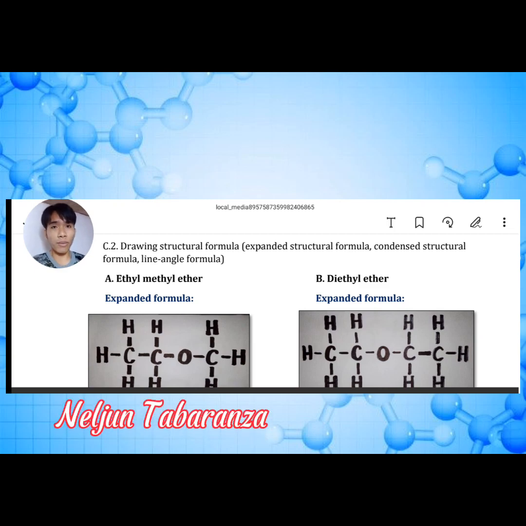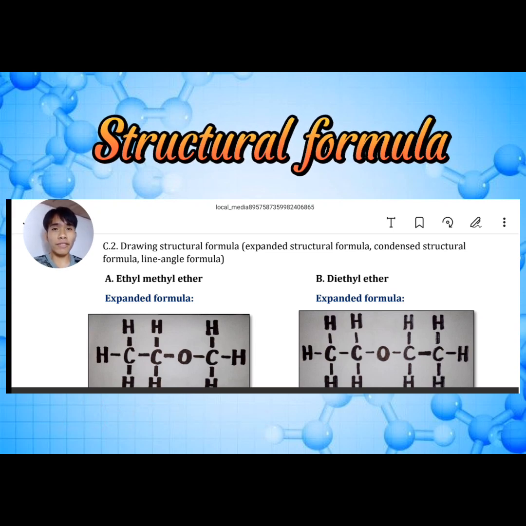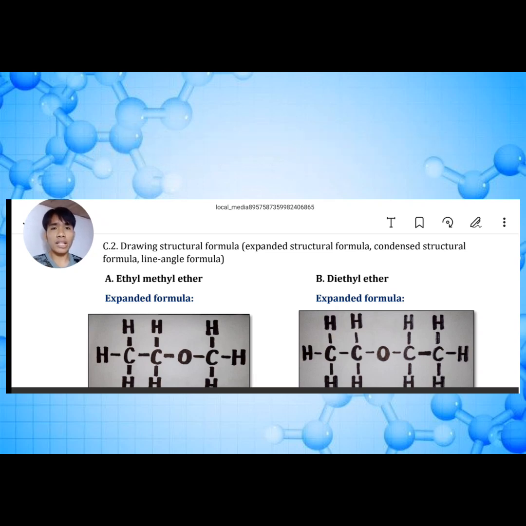So good day everyone, I am Neljun Tabaransa, and I will discuss the topic about drawing the structural formula of ethers: the expanded structural formula, the condensed structural formula, and the line angle formula. So here is an example of ethers, the ethyl methyl ether. This is the expanded formula, or in other terms, the Lewis structure.